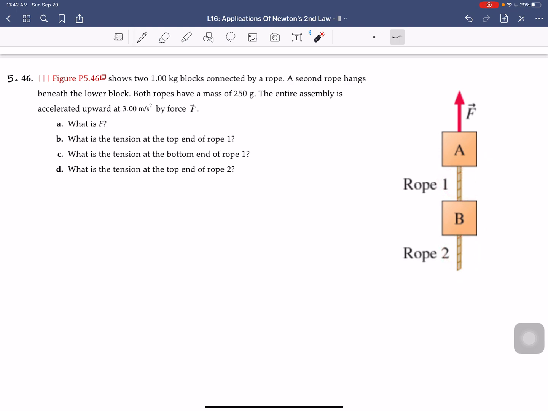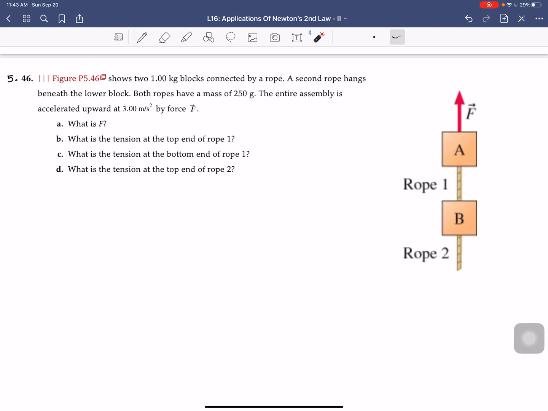Okay, so what do we have here? The figure shows two 1 kilogram blocks, A and B, connected by a rope, rope 1, and a second rope hangs beneath the lower block. Both ropes have a mass of 250 grams, so it's 0.25 kilograms, and the blocks each have a mass of 1 kilogram. So here you cannot ignore the masses of the ropes, and that affects the tension in the rope.